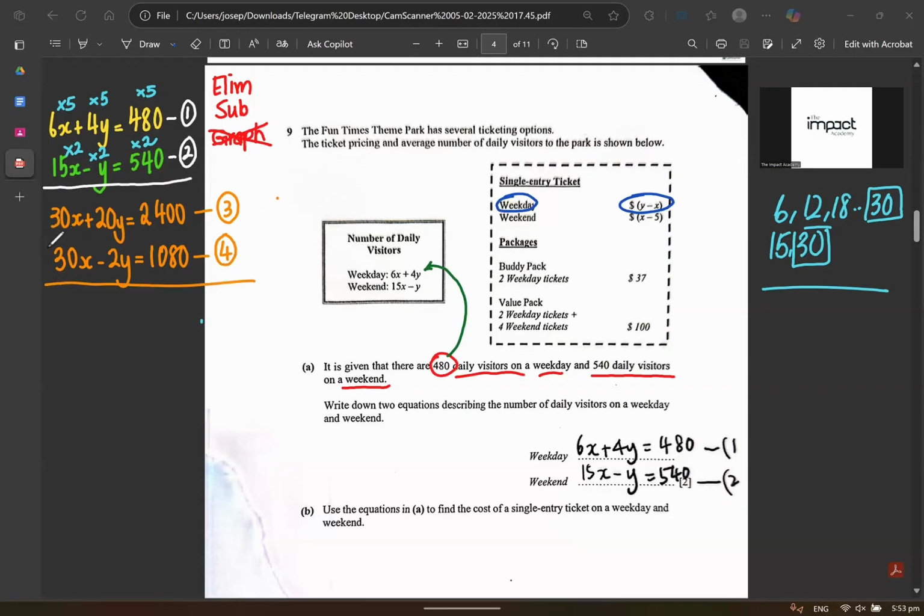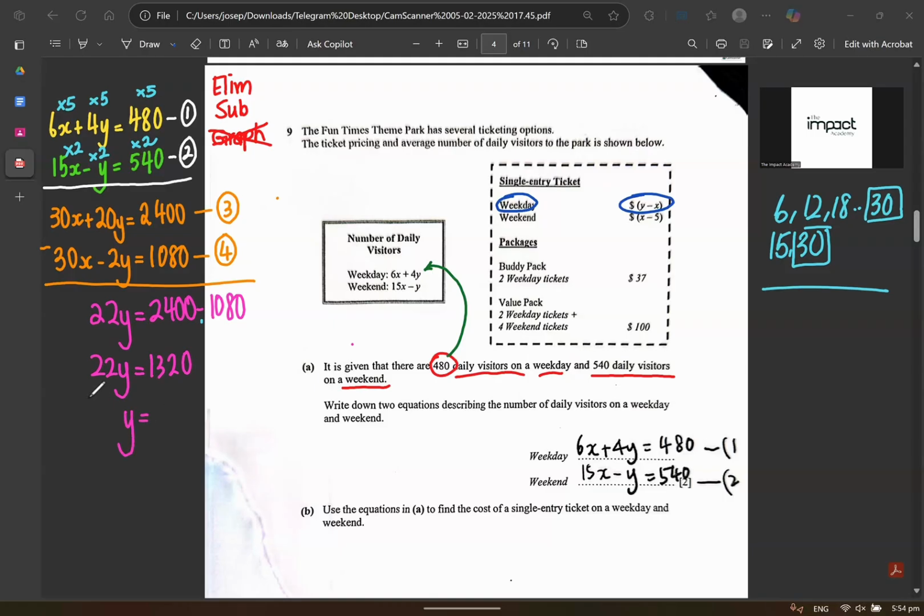Of course, we are trying to eliminate over here. So when you want to eliminate over here, what happens? 30 minus 30 becomes nothing. 20 minus 2, 22y equals 2,400 minus 1,080. Can you help me with the calculations? Can you understand or not understand? You get to 1,320. Make sense or don't make sense?